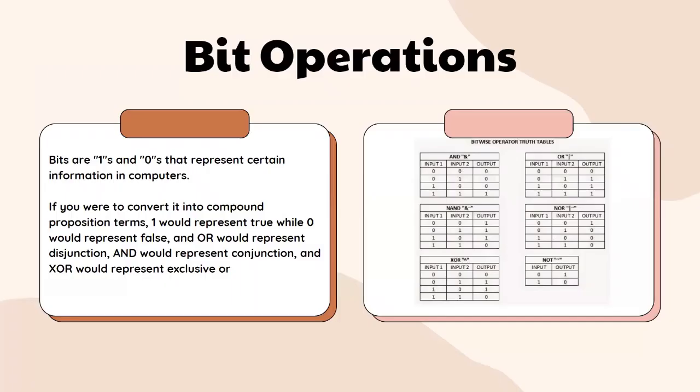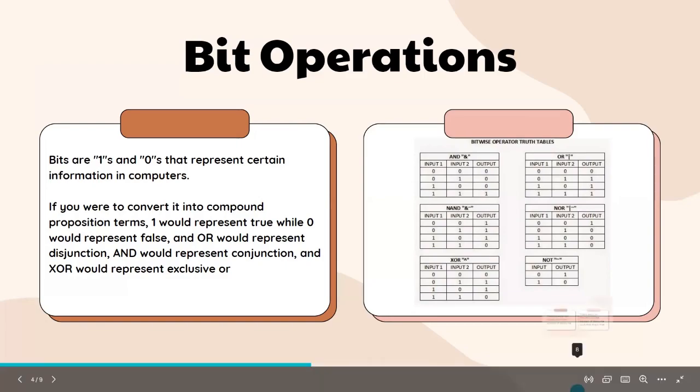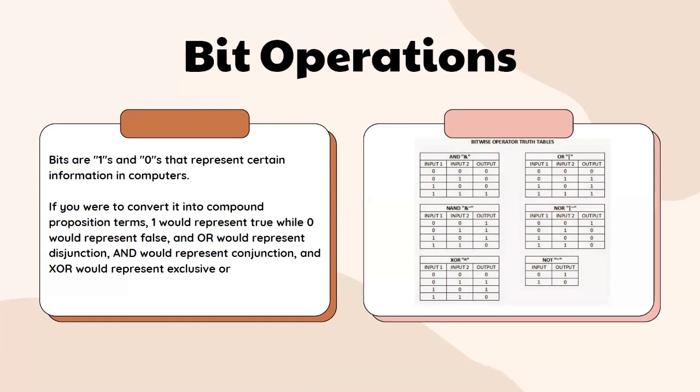As you can see, you can convert these propositions into bit operations. Bits are essentially ones and zeros that represent certain information in computers. In this perspective, one would represent true, while zero would represent false.